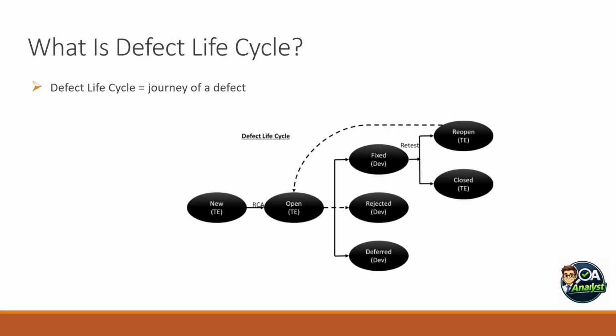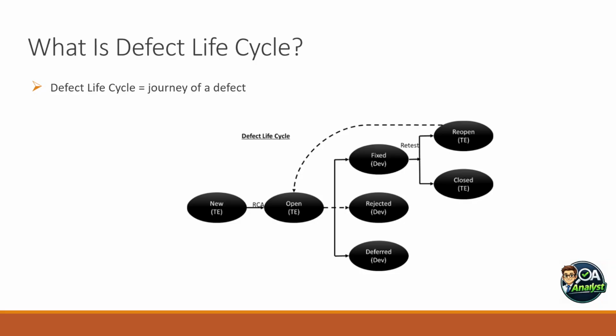If it resolves the issue, the tester will close it, or else if it fails again, it will be reopened again. So this loop can happen multiple times in real projects. Again, there is one more status, that is deferred. If there are time constraints and the defect has low priority, in such cases the developer may change it to deferred. Again, we will discuss it in a few moments.